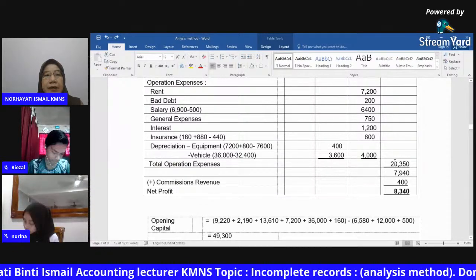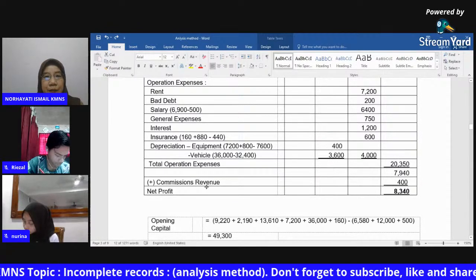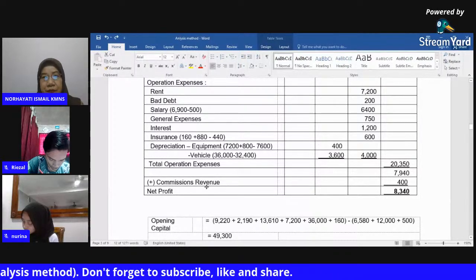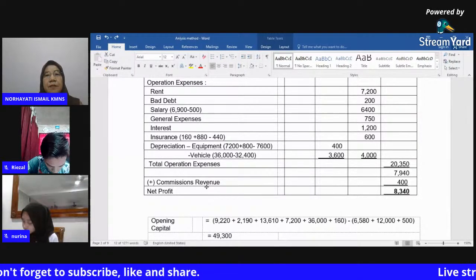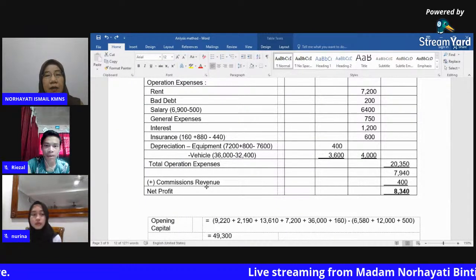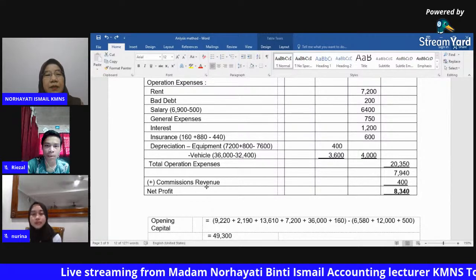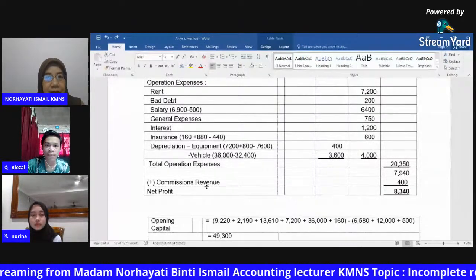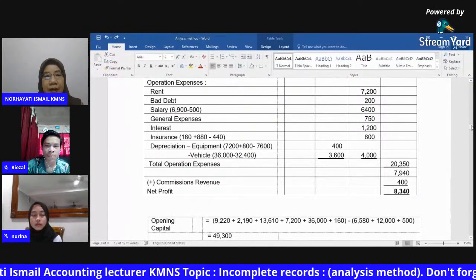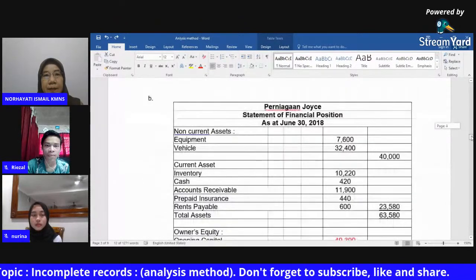So the total operation expenses 20,350. And then add the commission revenue 400, then you got net profit. The net profit is 8,340. So after you make adjustment for account receivable, account payable, all the expenses, all the revenue and depreciation, we prepare the opening capital. After that, we prepare the statement of income. And the last one, we prepare the financial position.